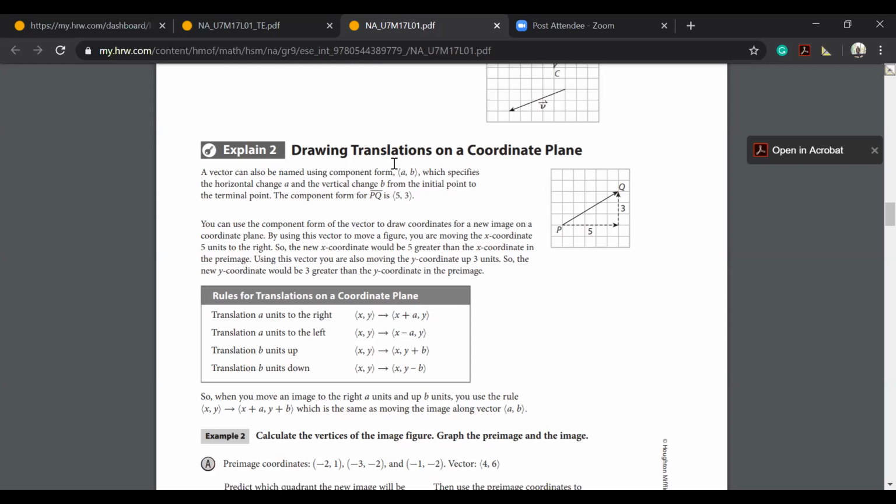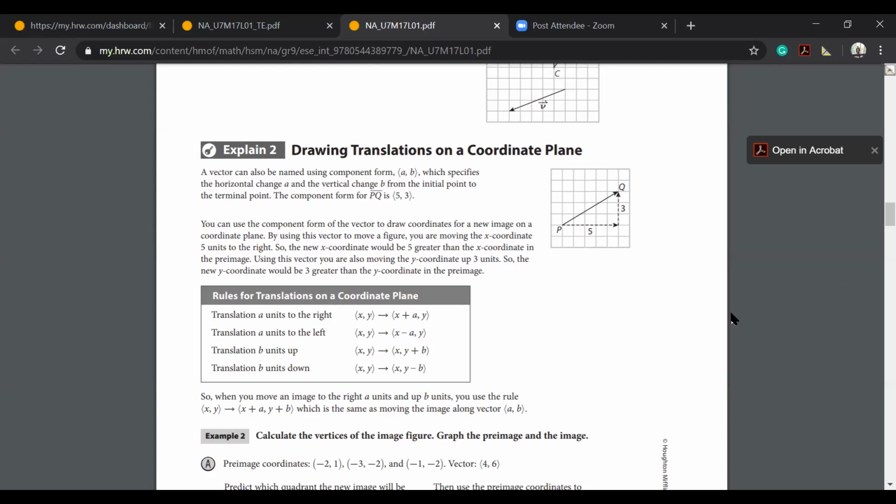The first number that will come in front of you is always the x value, and this is the y value. Since they are all positive, you are moving right and you are moving up, because we said here, if I have x plus a, this means I'm moving right. X minus a, I'm moving left. Y plus b, I'm moving up. Y minus b, I'm moving down.